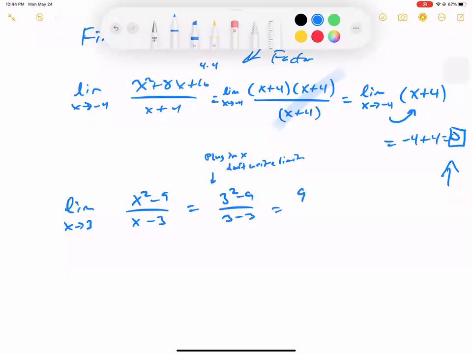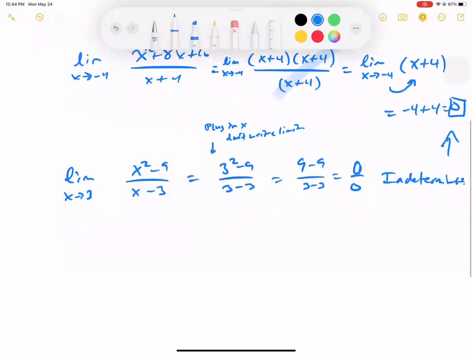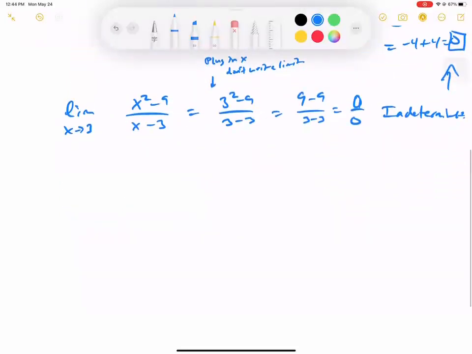Well, this becomes 9 minus 9 over 3 minus 3. Uh-oh, it's indeterminate again. We end up with 0 over 0. It's indeterminate. Indeterminate means you can't determine it. Oh, I'm done. I'm walking away. No, you're not done. You haven't told me anything. You told me 0 over 0. That for us is indeterminate. Find another way. I'm not going to take no for an answer. You find another way. So let's go back and look at the problem.